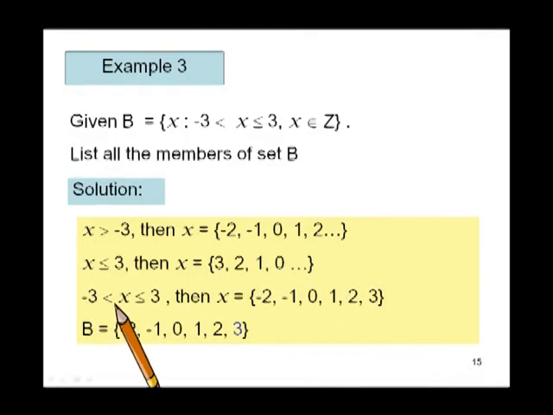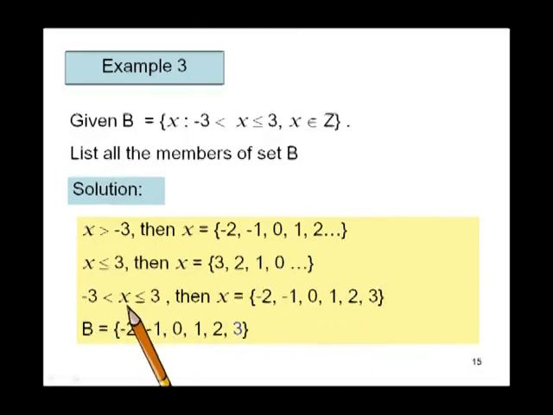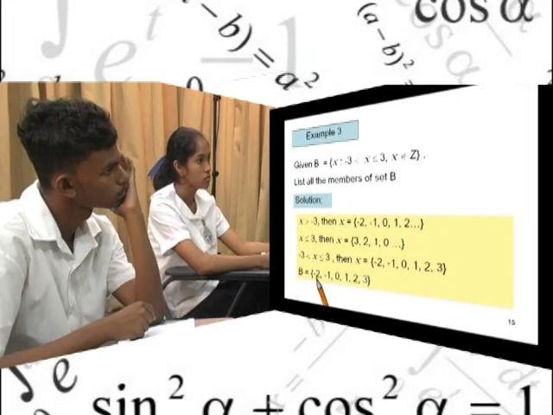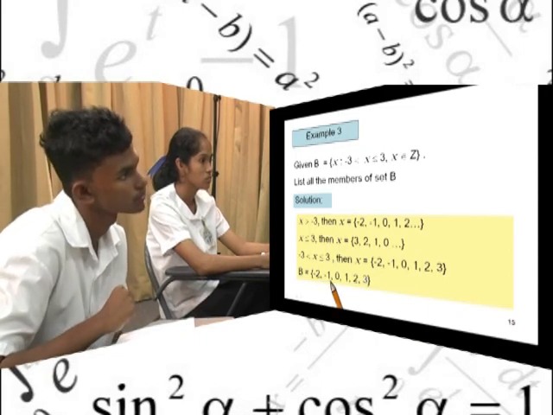X is greater than -3, less than or equal to 3, then x is equal to -2, -1, 0, 1, 2, 3. The set B is equal to -2, -1, 0, 1, 2, 3.